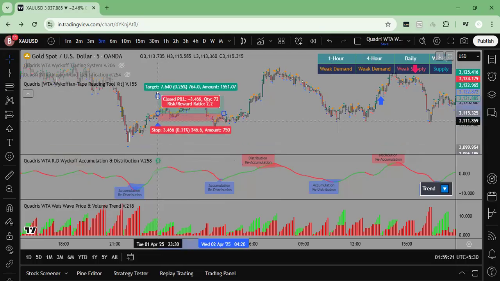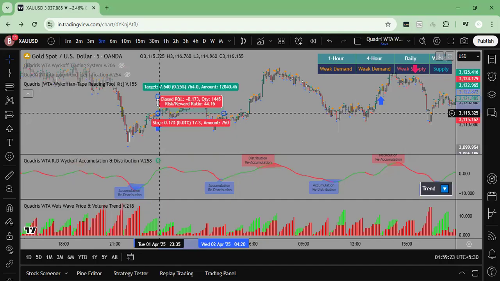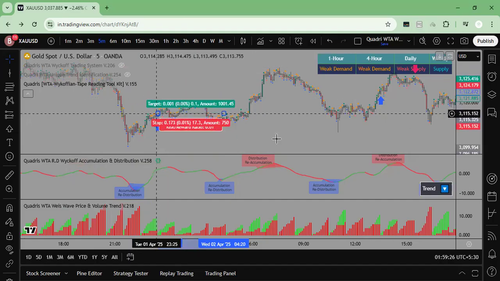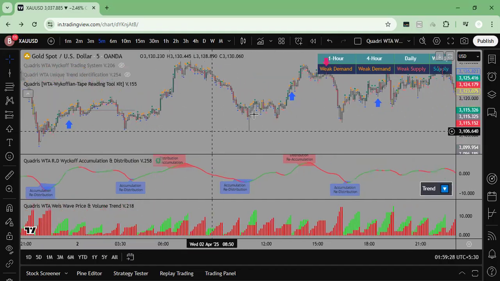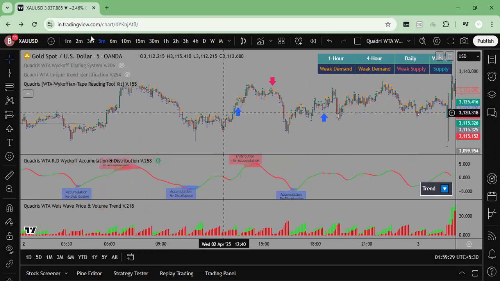Let's consider this to be a break even. Simple. One break even trade, two profitable trades. This is a very beautiful trading opportunity.